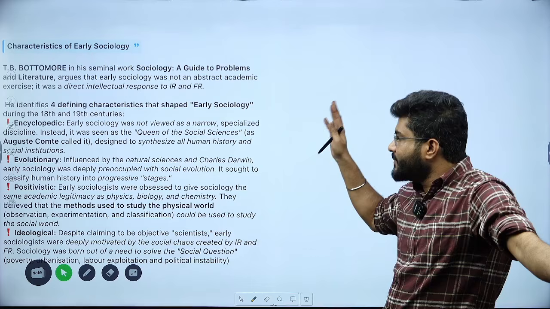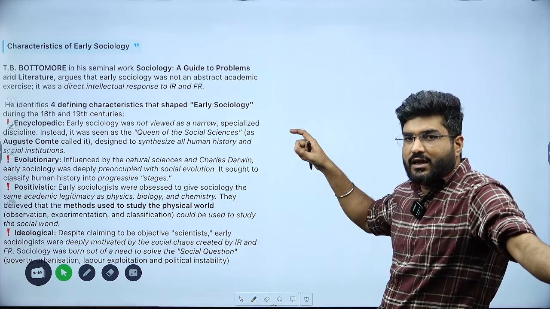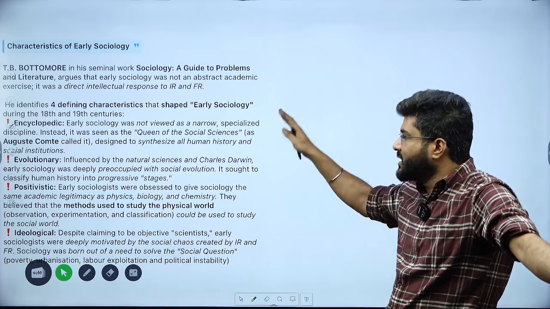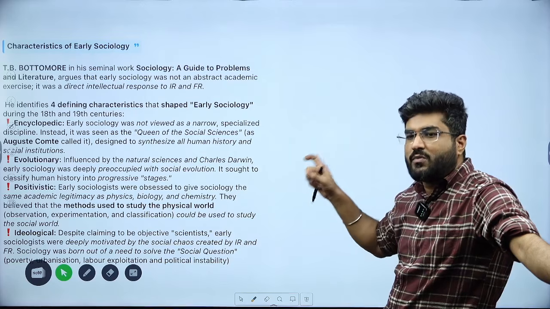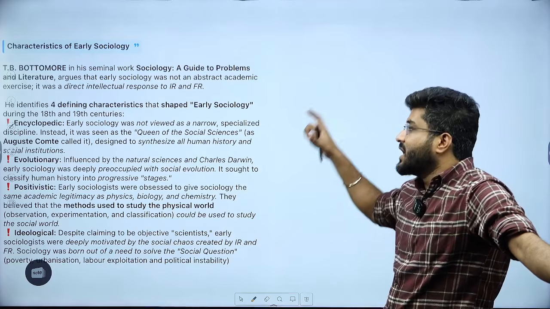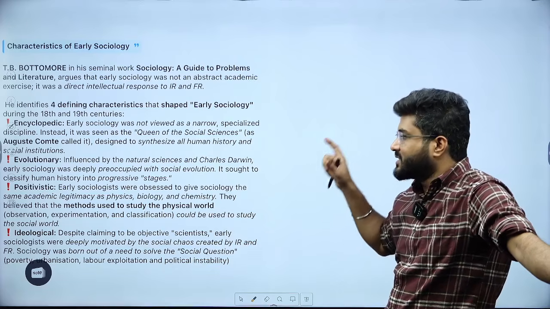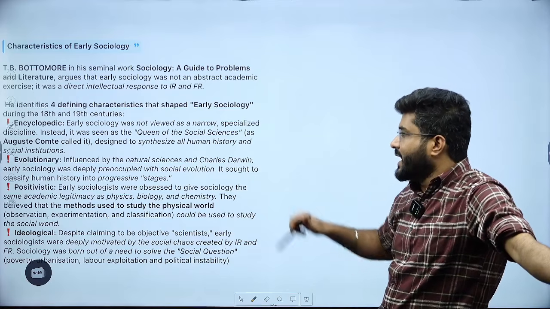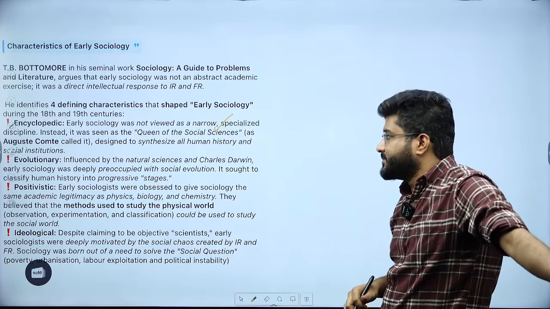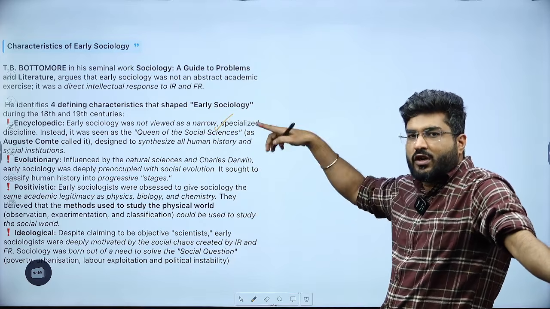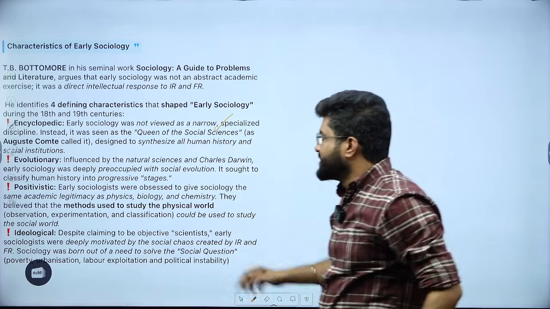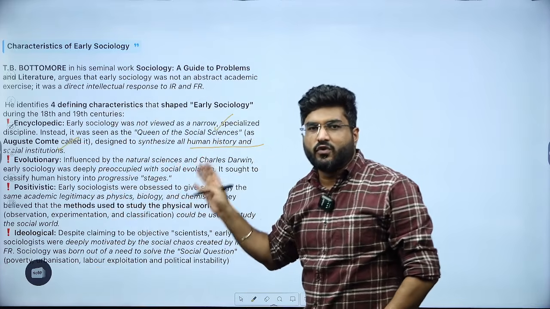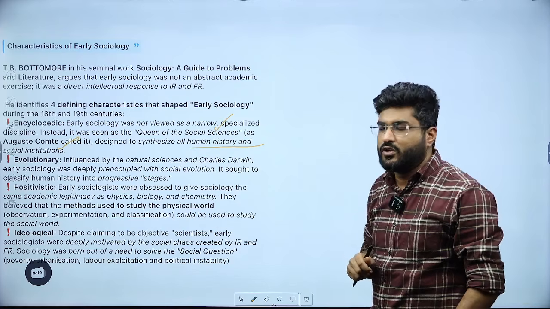Okay, so he says that the societal problems and changes we have been seeing can be understood by sociology. So sociology should not be considered a narrow subject, but a large subject and a specialized discipline which is going to understand society and social changes at a larger level. Hence it can be called the queen of social sciences. This queen of social sciences, sociology, is going to synthesize all human history and social institutions and give you a descriptive and analytical analysis of those.